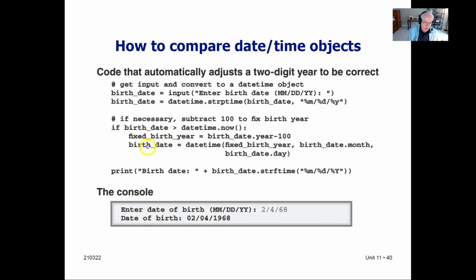So now birthday is going to be converted to a datetime object using that integer, the fixed birth year. And then we'll have integers from the birth date month and the birth date day using those attributes. That creates a new birthday that is less 100 years. Now we can print birthday and add to it, all in one fell swoop, creating a string to concatenate onto this string here.